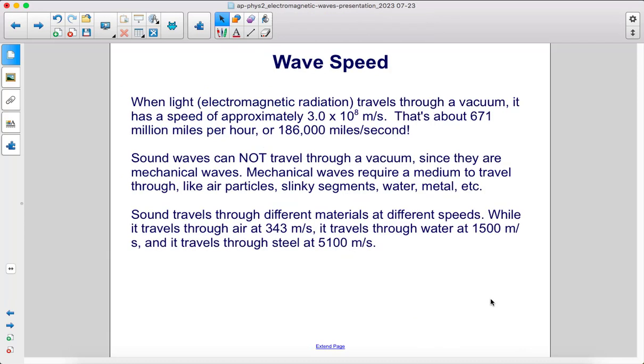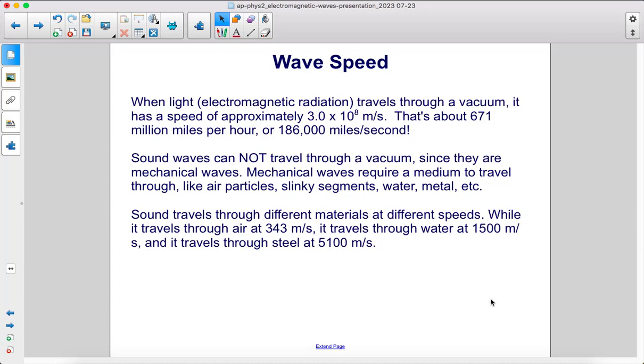When light, also known as electromagnetic radiation, travels through a vacuum, it has a speed of approximately 3 × 10⁸ meters per second. That's about 671 million miles per hour, or 186,000 miles per second. Sound waves cannot travel through a vacuum, since they are mechanical waves.